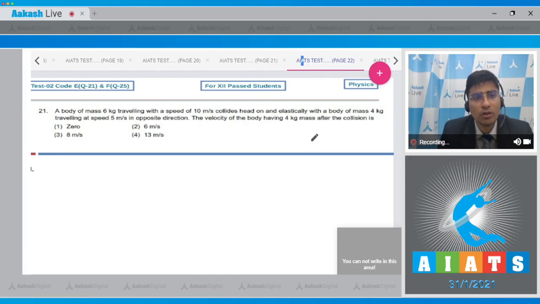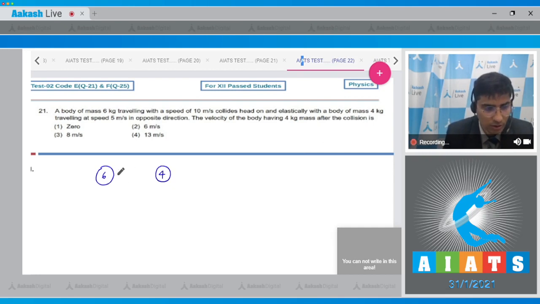In question 21, a body of mass 6 kg traveling with a speed of 10 meter per second collides head-on and elastically with a body of mass 4 kg traveling at speed 5 meter per second in the opposite direction. The velocity of the body having 4 kg mass after the collision is. Students, the initial states are: this is the 6 kg body, this is the 4 kg body, this is moving with a speed of 10 and this is moving with a speed of 5 meter per second.